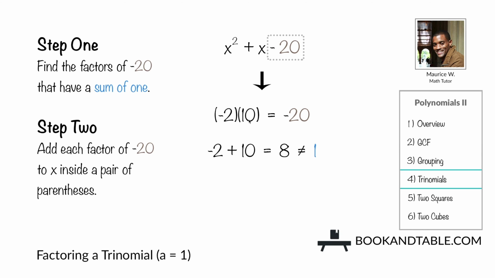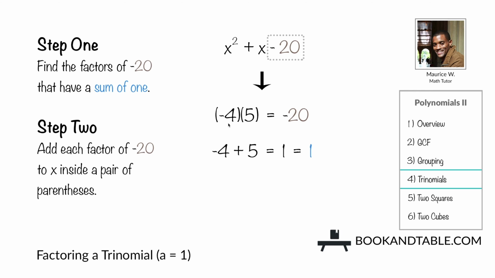That would be negative 2 times positive 10, which would also give us negative 20. When we add those two factors together, we get negative 2 plus 10, which is equal to positive 8. And that does not equal positive 1. So negative 2 and positive 10 are not the factors of negative 20 that we are looking for. We then consider the next pair of factors for negative 20, which would be negative 4 and positive 5. You'll notice that I made all of the smaller factors negative, since when we find the sum it is going to be positive. So the larger factor of the two is going to be the positive one.